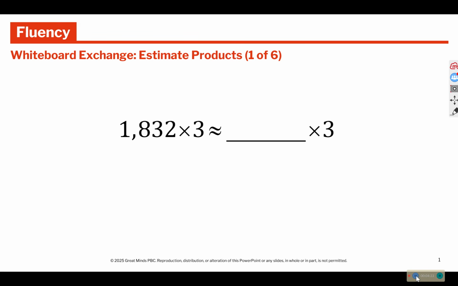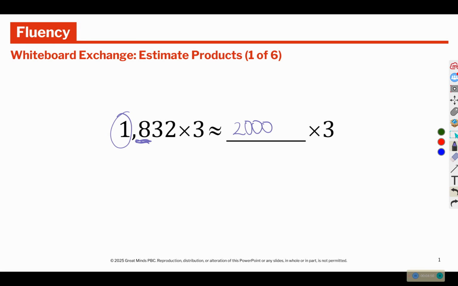For this next set of whiteboard exchange questions, you're going to start by rounding to the nearest 1,000. Look to the right. If it's 5 or more, we have to raise it up. 8 is more than 5, so we raise the 1. It turns into a 2, and we place zeros in the 3 place values.